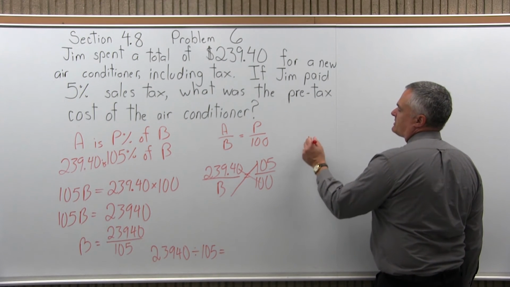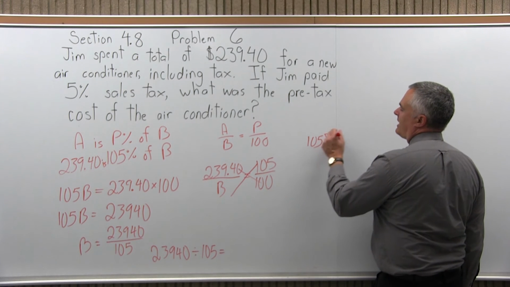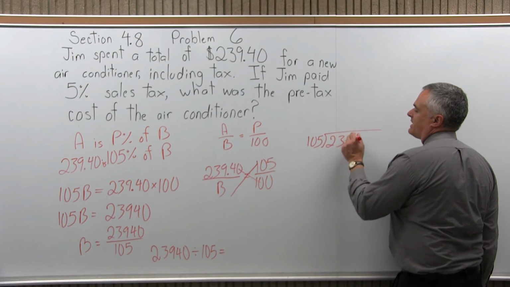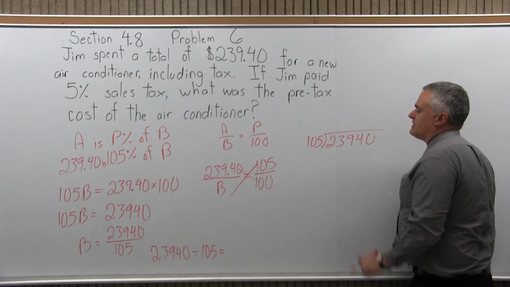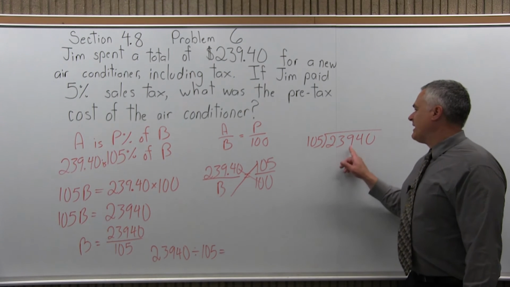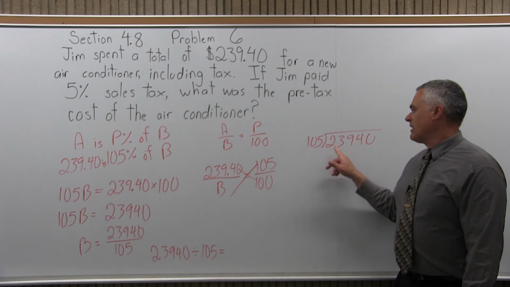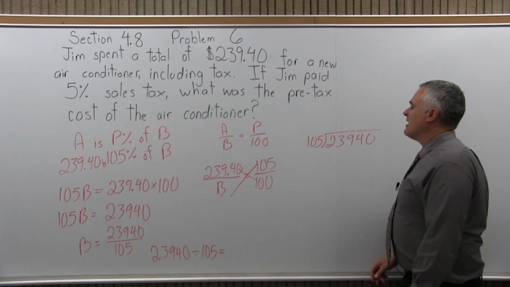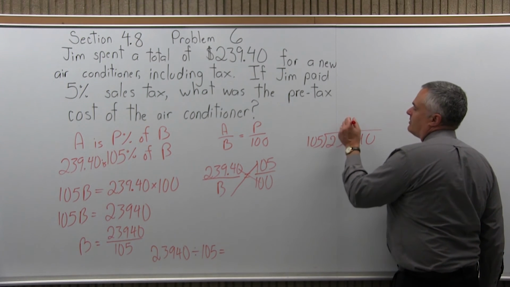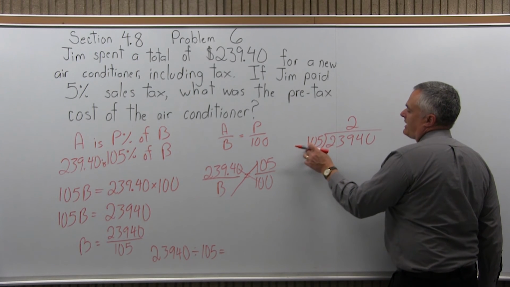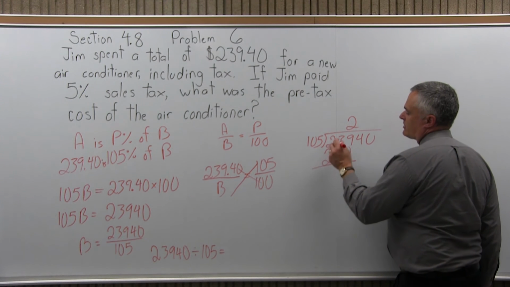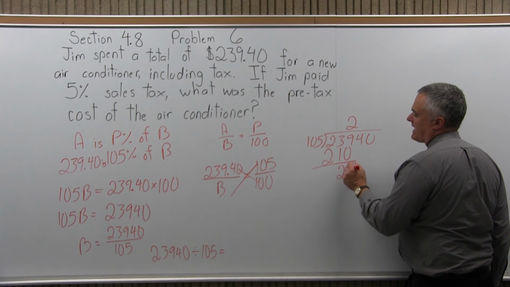So the denominator goes outside of the division symbol, 105. Under the division symbol, the number from the numerator, 23,940. And just be careful. I have to start by putting it into the 239. 105 won't divide into 2, won't divide into 23. I have to go for the 239, and I can see twice is going to be pretty close. So 2 105s is going to be 210, and I'll subtract 239 minus 210 will be 29. I'll bring down the next digit.